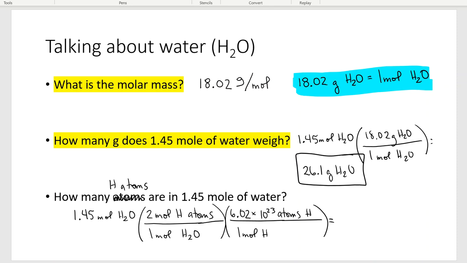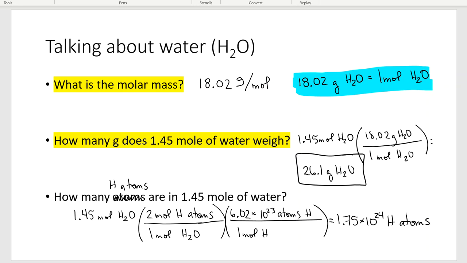So what this really gets at is 2 different things. It gets at Avogadro, and it also gets at what a chemical formula means. Every 1 mole of water contains 2 moles of hydrogen atoms. 1.45 times 2 times 6.02 times 10 to the 23rd gives 1.75 times 10 to the 24th H atoms.